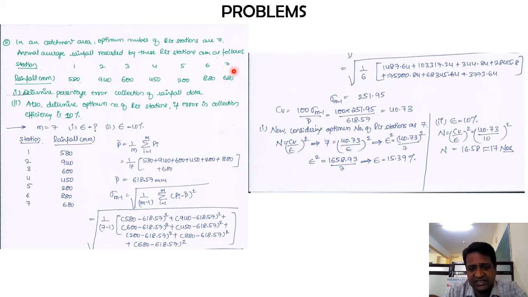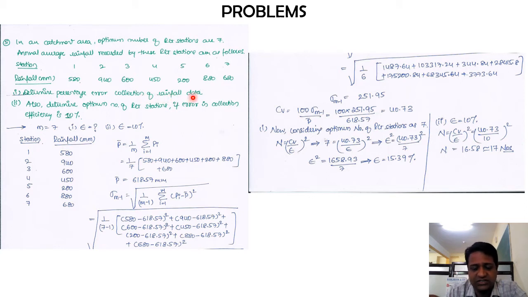So these are the rainfall values collected from these particular rain gauge stations. Next, we have two sections in this problem. The first one is to determine the percentage error in the collection of rainfall data. The second one is to determine the optimum number of rain gauge stations if the error in the collection efficiency is 10%.